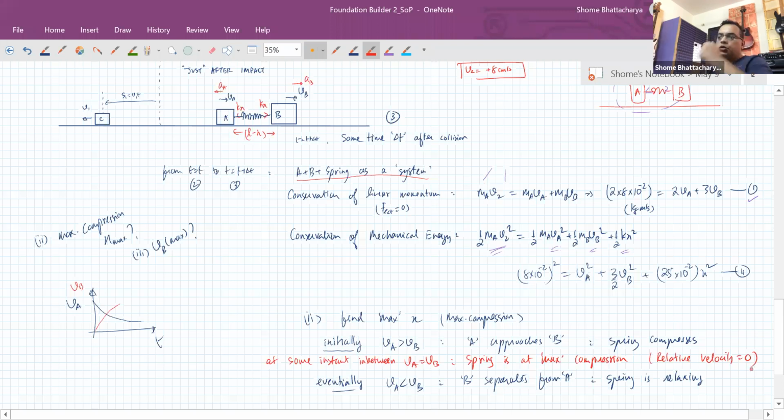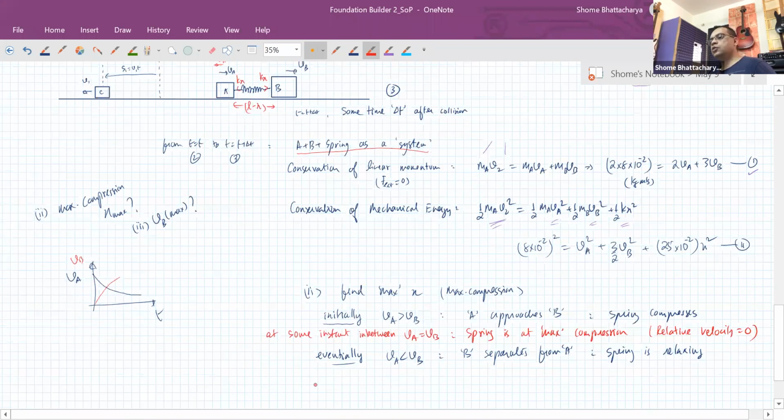Okay, so we have to solve equation 1 and 2 for this condition now. So next what we have to do is solve equation 1 and 2 for the condition that x is equal to its maximum value, at the instant when VA is equal to VB, or the relative velocity is 0 between them. Okay.